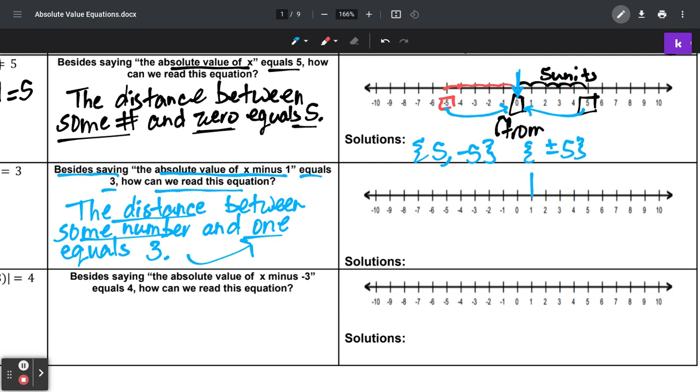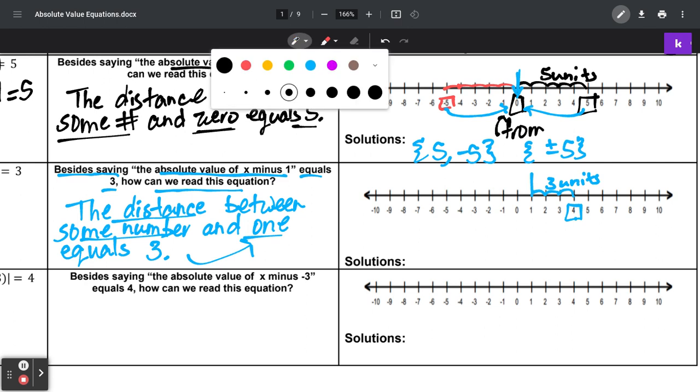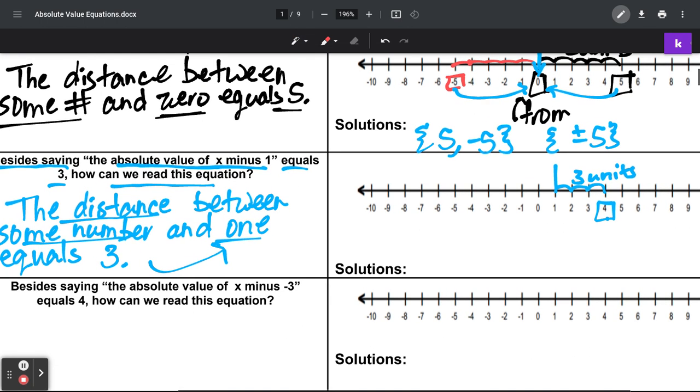What number is 3 units from that? So, that's going to help you process the distance between some number and 1 has to be 3. So you've got to go out 3 units. That means the distance between 4 and 1 is 3 units. Okay, there's another number that's also 3 units from 1.